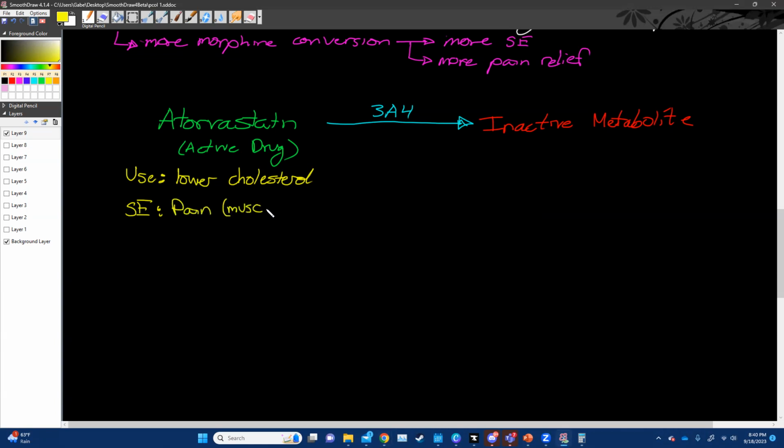What can happen for some people is they get muscle pain, and it's because their muscles are literally breaking down. The drug causes their muscles to break down, so they have lots of back pain, and it can lead to a very serious condition called rhabdomyolysis, which causes your kidneys to completely fail. So when you give someone atorvastatin, it's very important to tell them that if they have any back pain, they have to tell their doctor immediately, because it can progress pretty quickly.